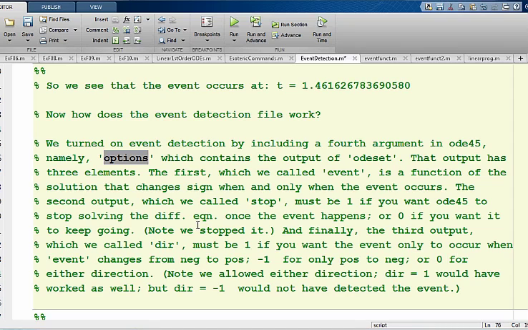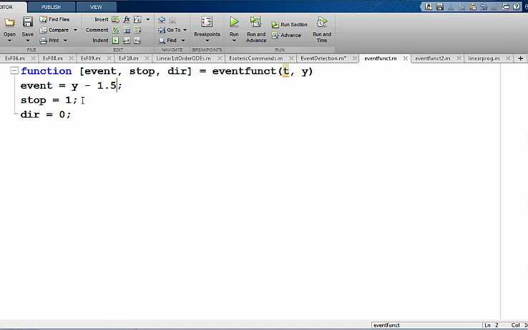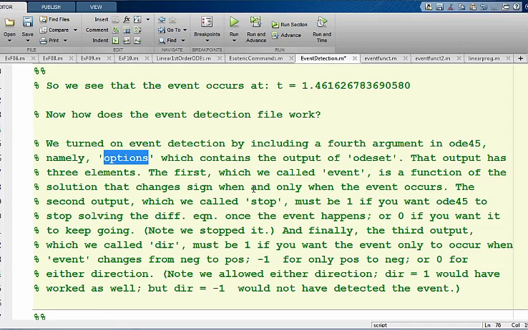Okay, the second output, which we called stop, must be 1 if you want ODE45 to stop solving the differential equation once the event happens, or 0 if you want it to keep going, and we had stop equal 1. There it is. So, in fact, ODE45 stops working when the event occurs. Okay, back to the event detection.